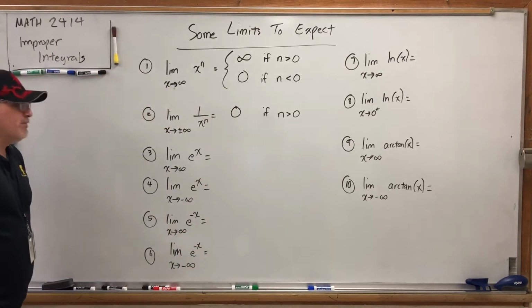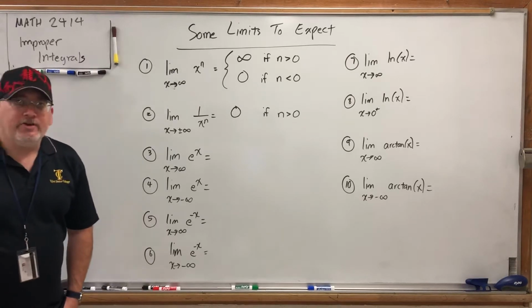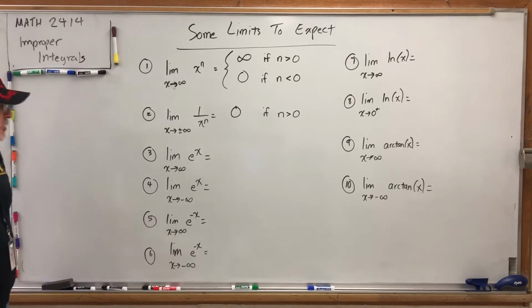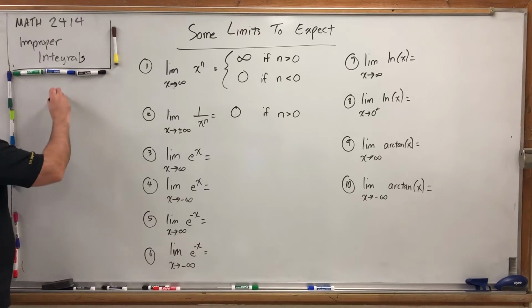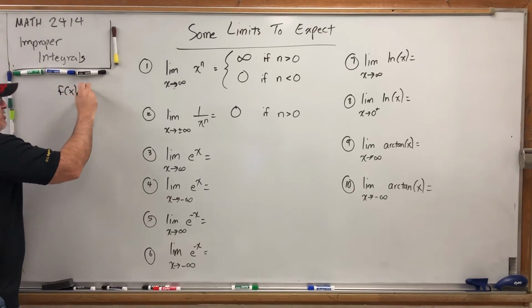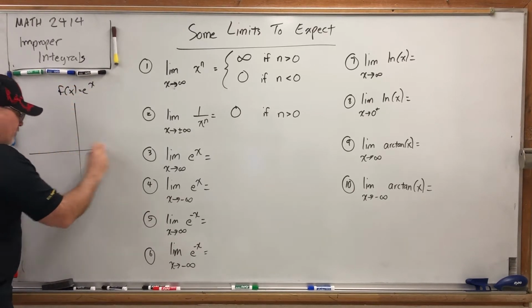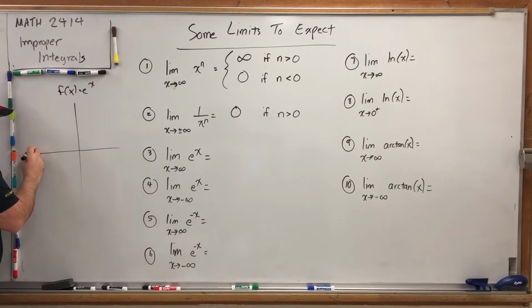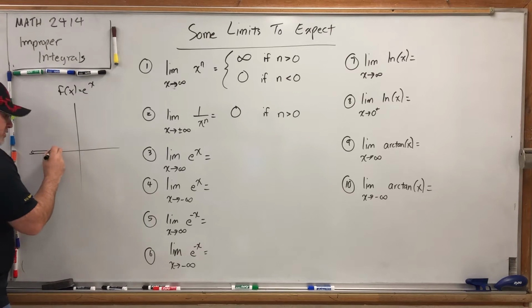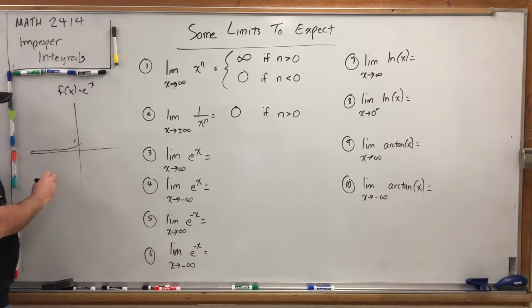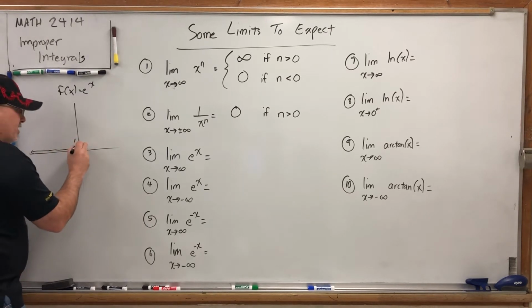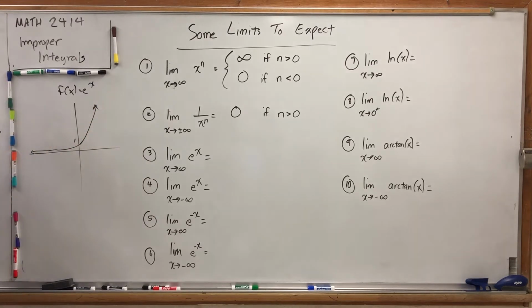For the rest of these, I'm going to use some graphs to help us remember how to do these. I do expect you to know certain graphs. For example, the graph of f of x equals e to the x. Starts out hugging the x-axis on the left side as an asymptote, crosses at 1 because e to the 0 power is 1, and it skyrockets to infinity.